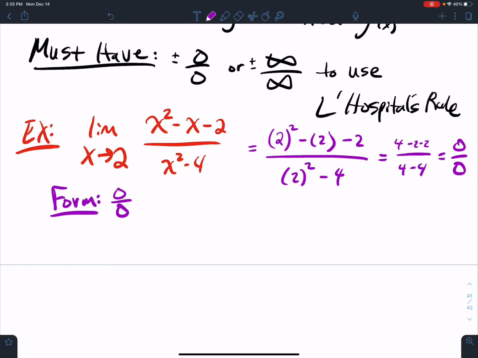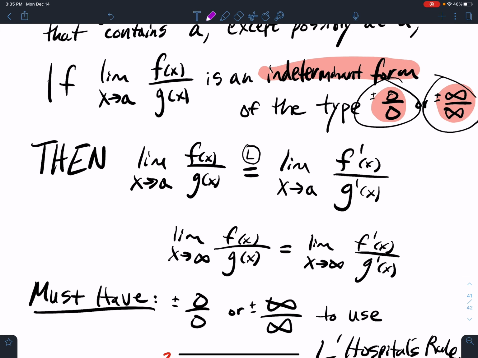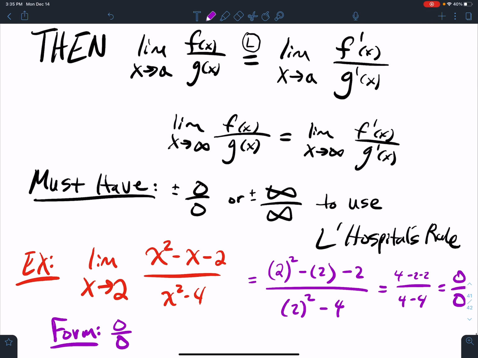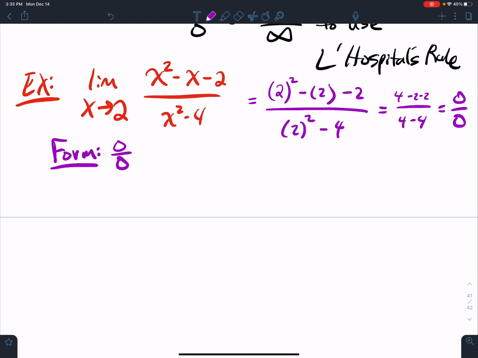Because it's 0 divided by 0, I know it's an indeterminate form. Therefore, I can use L'Hopital's rule. It says take the derivative of the numerator, take the derivative of the denominator, and then evaluate the limit. So that means by L'Hopital's rule that this is equal to, see how I put the L with the circle around the equal sign above it?